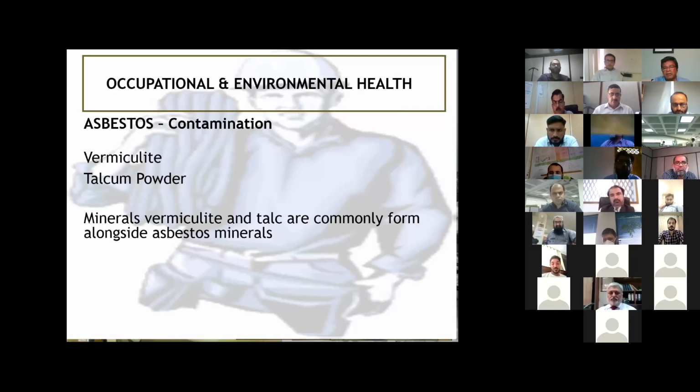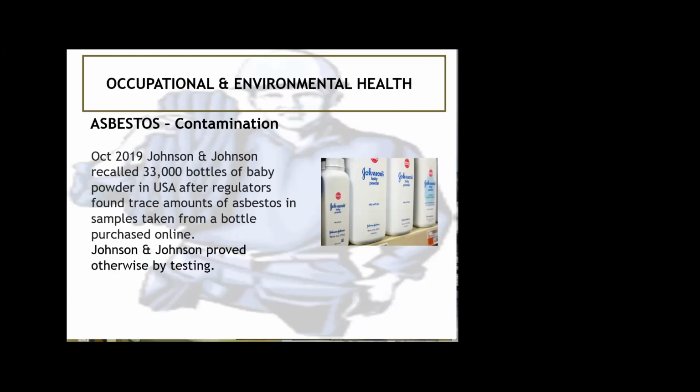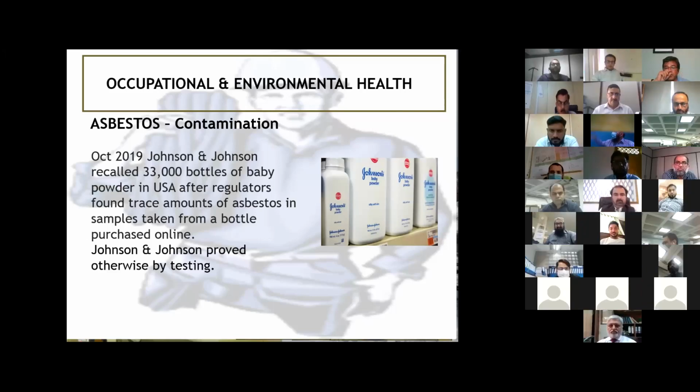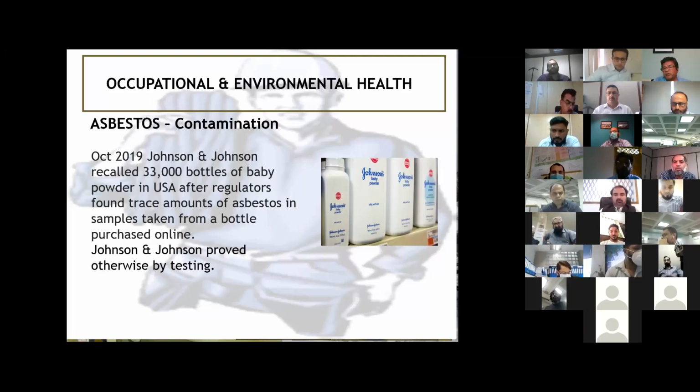Talcum powder. Again, talcum powder is same. The mines are contaminated with asbestos. So this is last year's news. Johnson & Johnson baby powder. They recalled 33,000 bottles of baby powder because asbestos was identified in the samples. But Johnson & Johnson again took samples from that entire batch and proved that it wasn't in the entire batch. It might have been just a chance in 1 or 2 samples, but however, they recalled all that batch. But this baby powder issue comes up every 5 or 8, 10 years that they find some contamination in this. And I think this is common in Pakistan as well. It's not that we should stop using that, but just an information. If there is any substitute to talcum powder, we should adopt that.